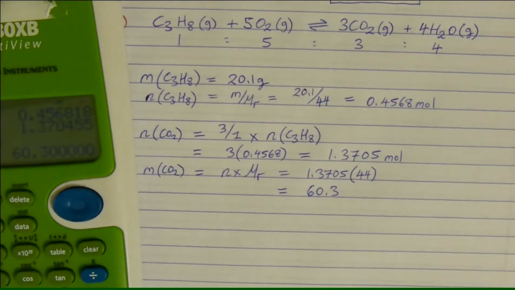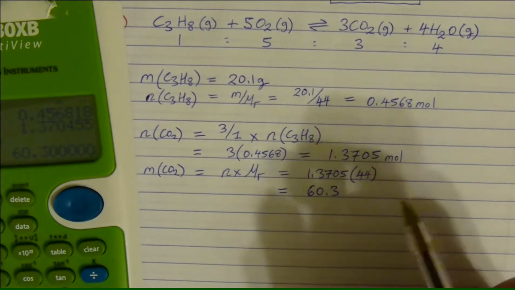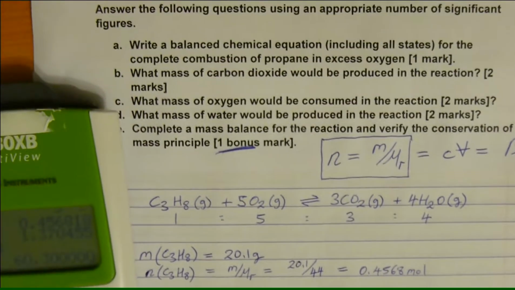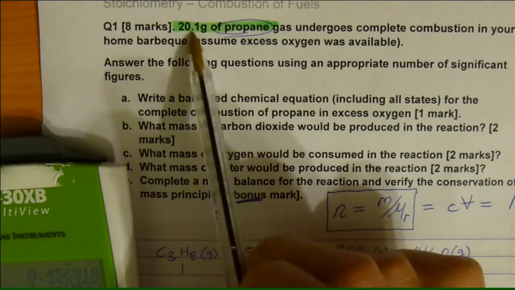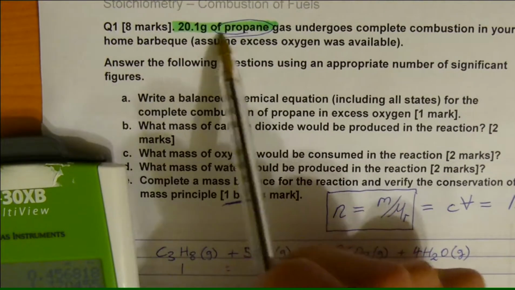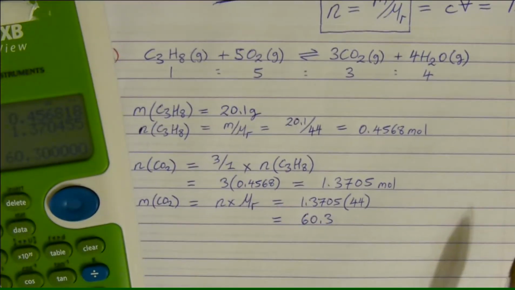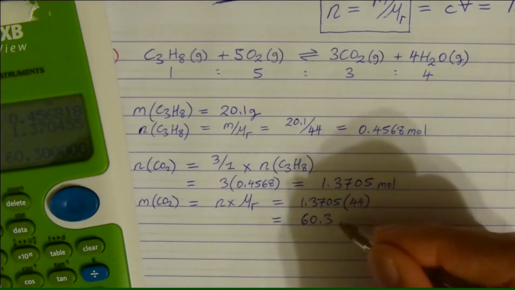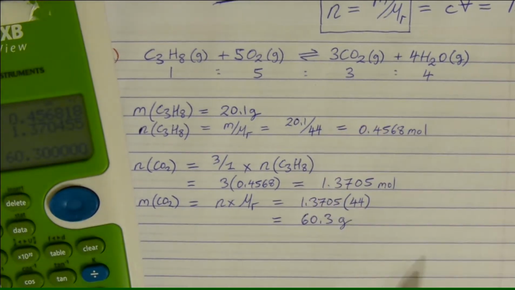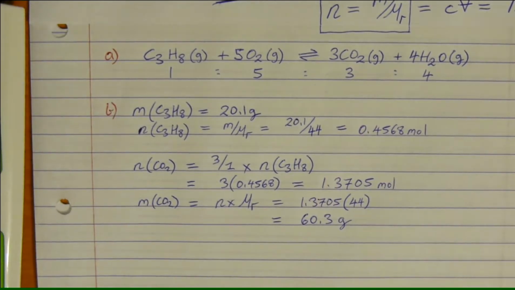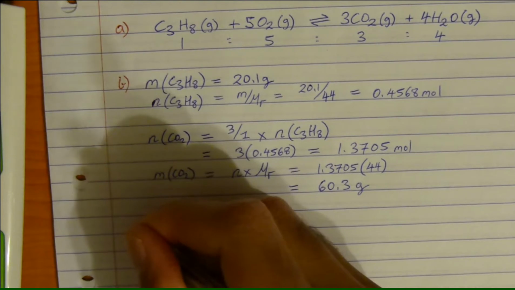Okay, now, in terms of significant figures, if you recall up here, I had 3 significant figures for propane. So I'm going to round this down here to 3 significant figures, 60.3, and my unit is grams for mass. Okay, so that's part B solved.